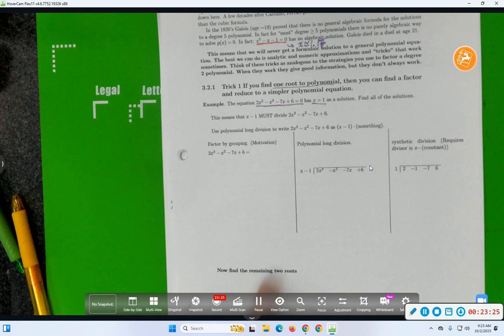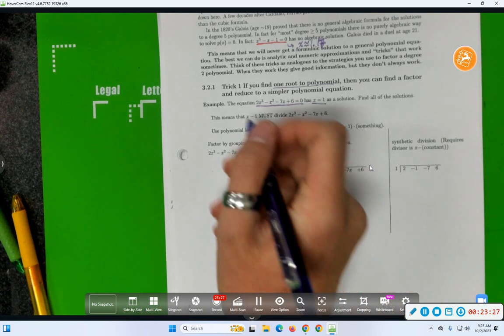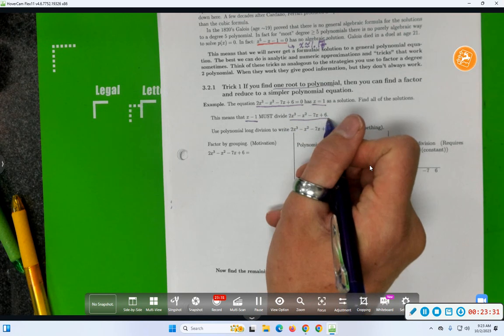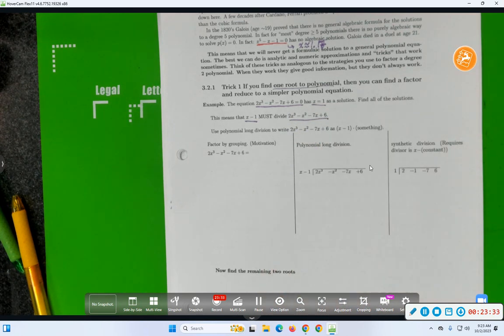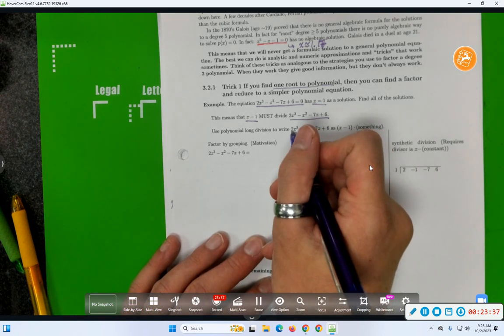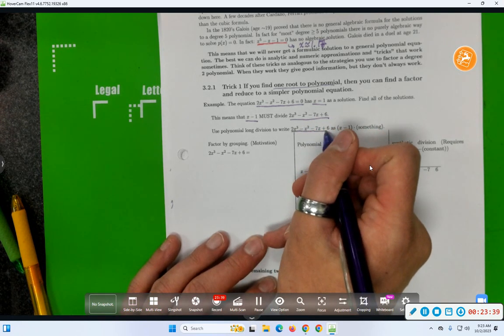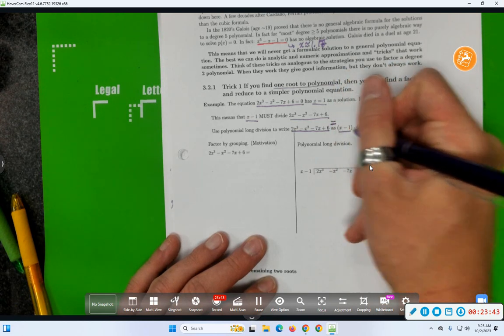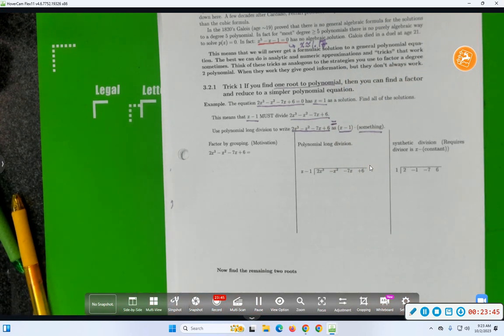So what does that mean? If x equals 1 is a solution, that means x minus 1 must divide evenly into the polynomial I want to study. Which means 2x cubed minus x squared minus 7x plus 6 can be realized as x minus 1 times something. And let's just think about what that something could be.